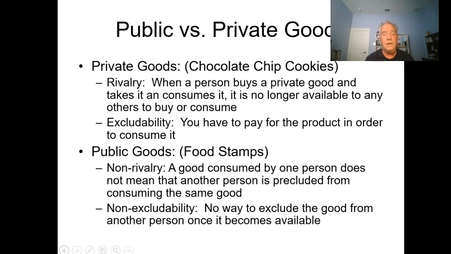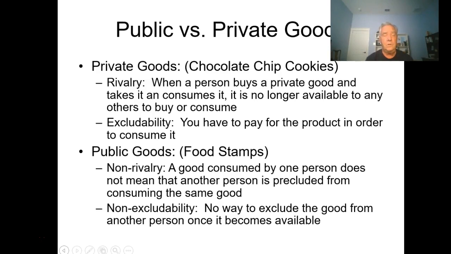Now we're talking about the stamps themselves. Of course, they're used to purchase food for the family, but what we're talking about is actually receiving the food stamps themselves. So there's no rivalry for food stamps. Secondly, there's no excludability. So unlike private goods, there's no excludability and there is no rivalry. Just because I got food stamps, it doesn't mean you are prevented from getting food stamps because I got them as well.